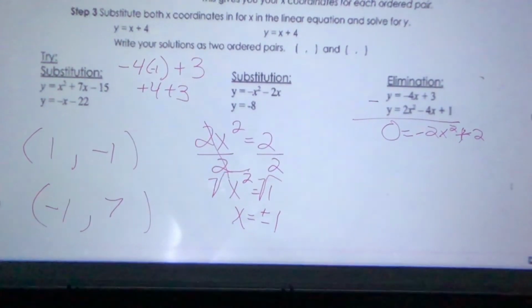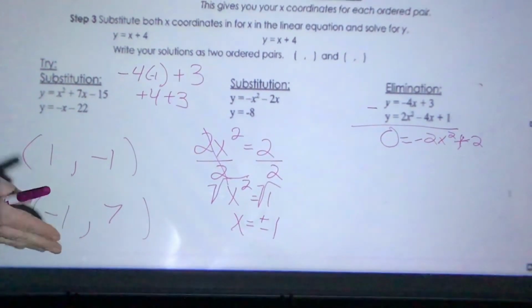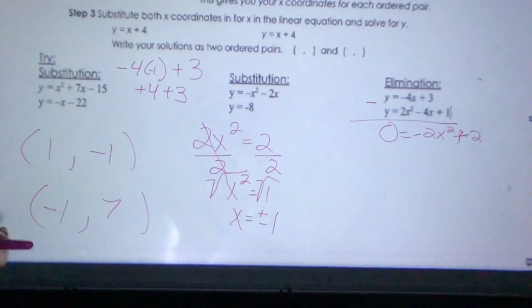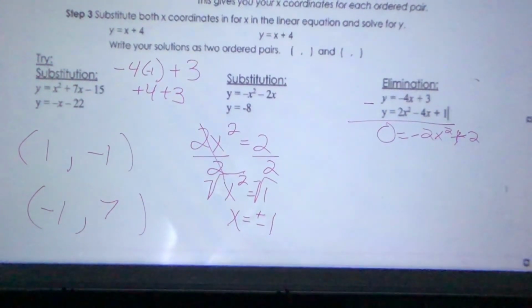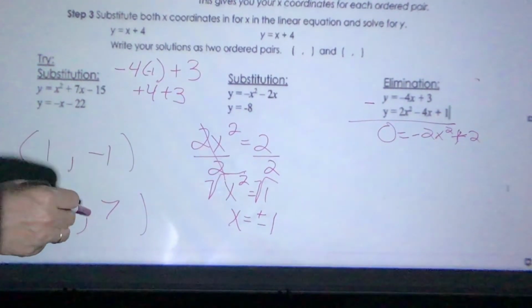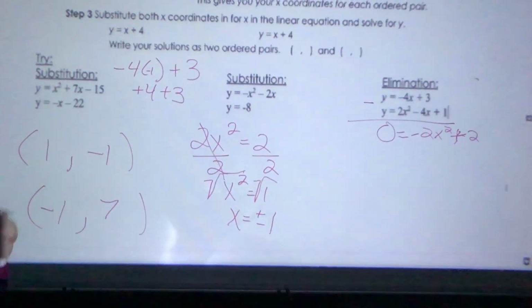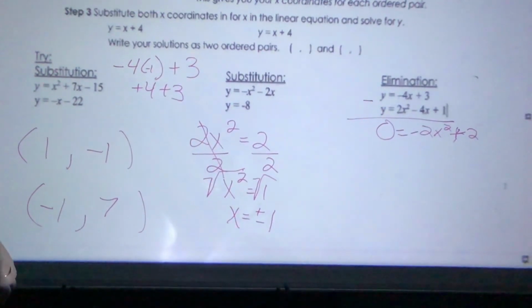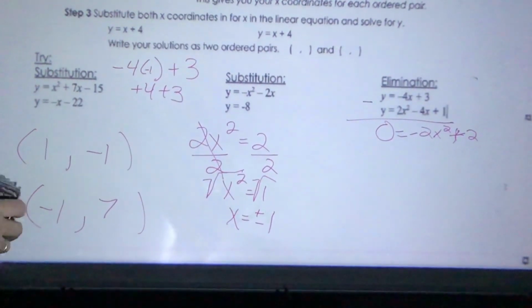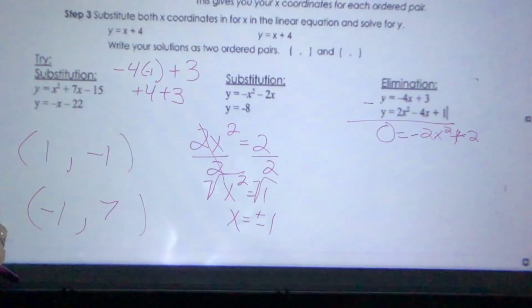If you solved your quadratic and you had a perfect square trinomial and it factored and just gave you one x number, that's when it would cross just once. And then if you solve it and you get to the point where you can't factor and you can't do square roots and you do the quadratic formula and your discriminant is a negative number, that's when there's no solution. And we just say no solution for that because the parabola and the line never cross.